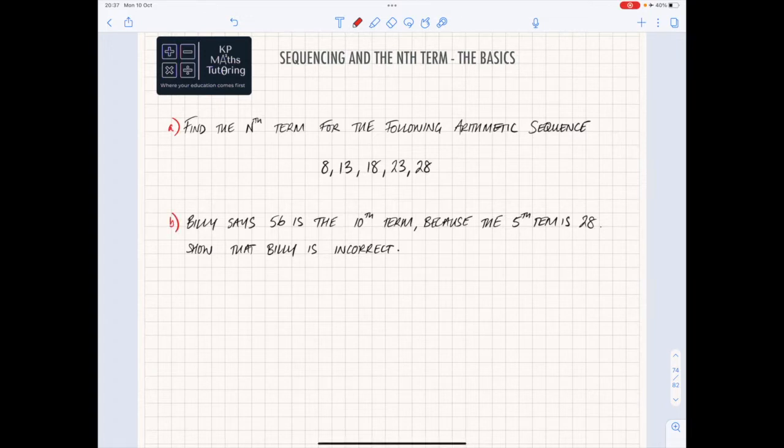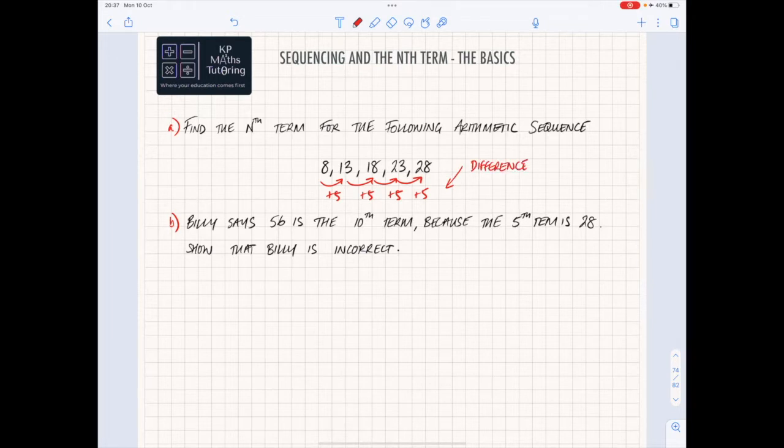So the first thing you want to do is find the difference between the terms, okay? So the difference between 8 and 13 is 5. Let's just double check that it's the same for the next one as well. Between 13 and 18 is plus 5. 18 and 23 is plus 5. 23, 28 is plus 5. So this is your difference, okay?